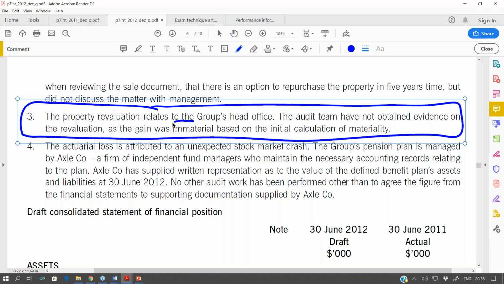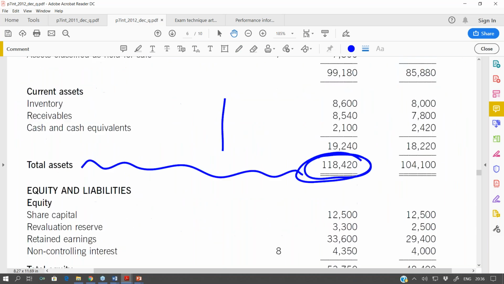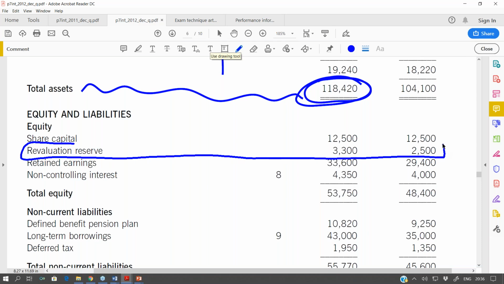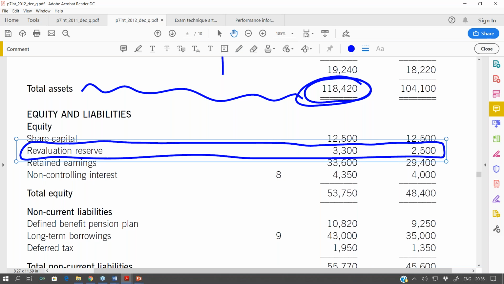What was the reason? The gain was immaterial on the basis of the initial calculation. Let's find whether the gain was material or immaterial. Let's go down and find the gain. Can you find the gain on revaluation from here? How much is the gain on revaluation from the last year? Last year, the revaluation was 2,500. This year, the revaluation is 3,300. So how much has it gained from the last year? The gain is 800, right?